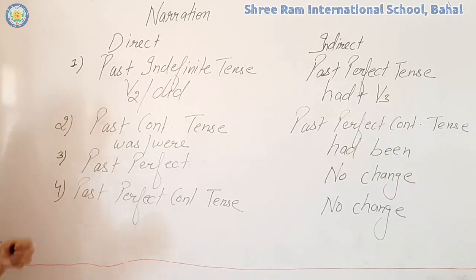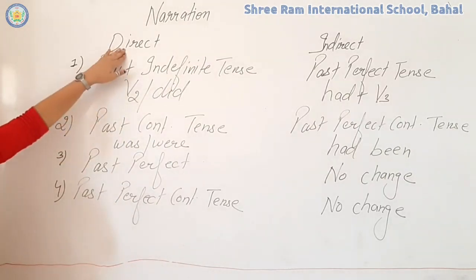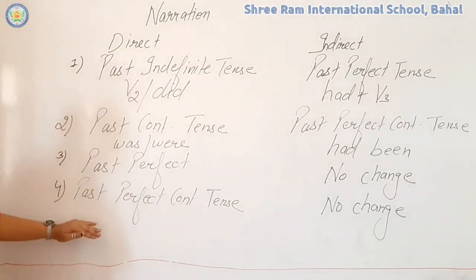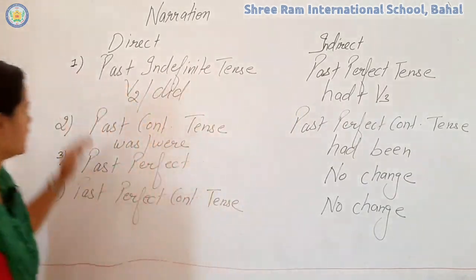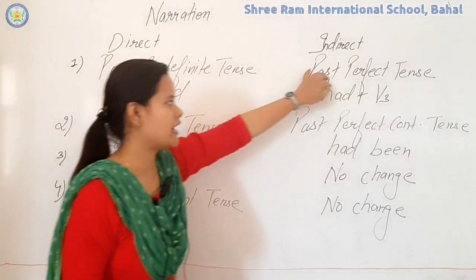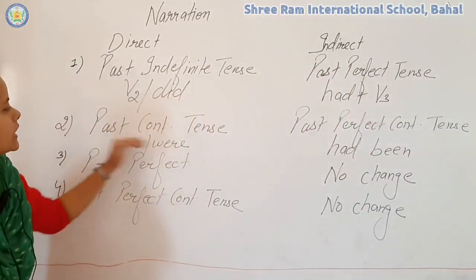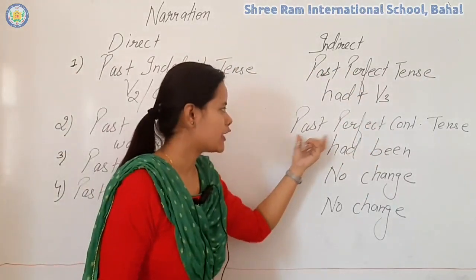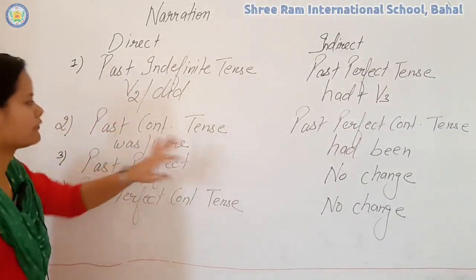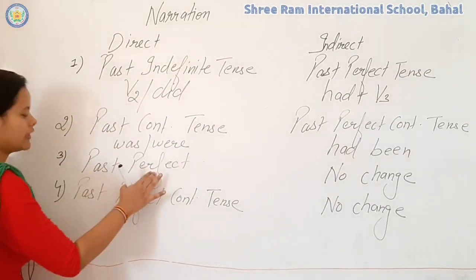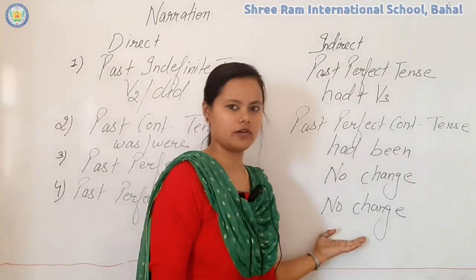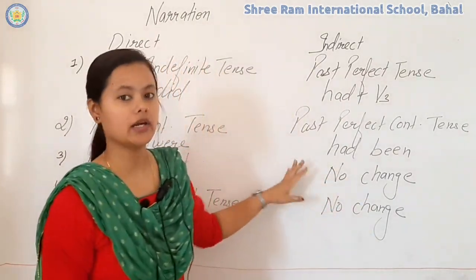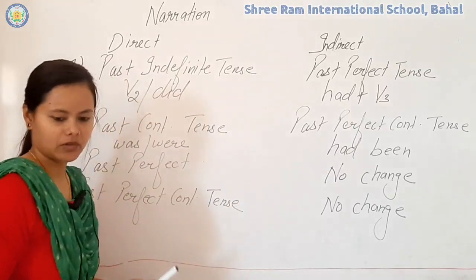If you find past tense in direct speech, then you have to change it into these tenses. If you find past indefinite, change it into past perfect. If you find past continuous, then you have to change it into past perfect continuous tense. I have written the helping verbs also. If you find past perfect or past perfect continuous tense, then no need to change the tense of the reported speech. Now we will move forward.